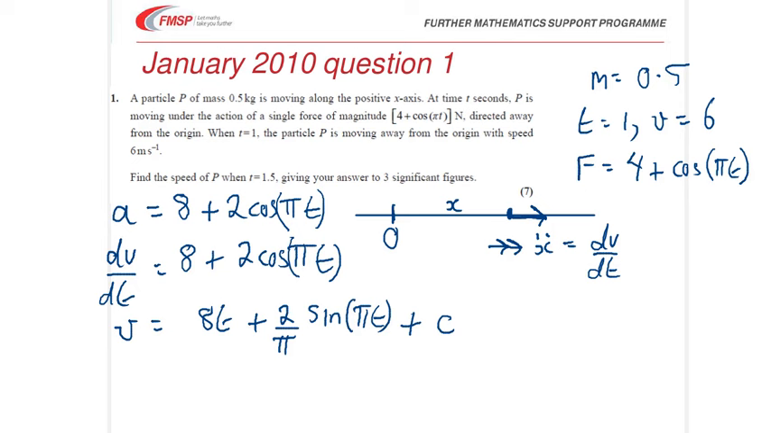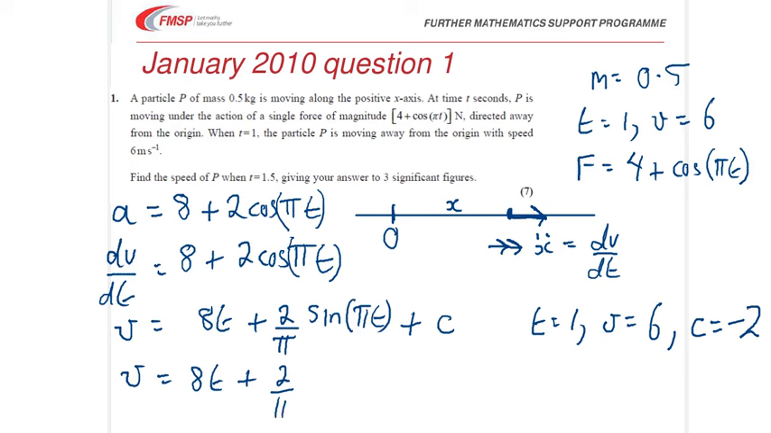Now, we want to find the speed of this particle P when t is 1.5. So first of all, we've got to find c. So let's do that. When t is 1, v is 6. So if you want to pause the video and just have a go yourself, you should get c is minus 2 from that. So check that. And then that gives us this expression for v: 8t plus 2 over pi sine pi t minus 2.